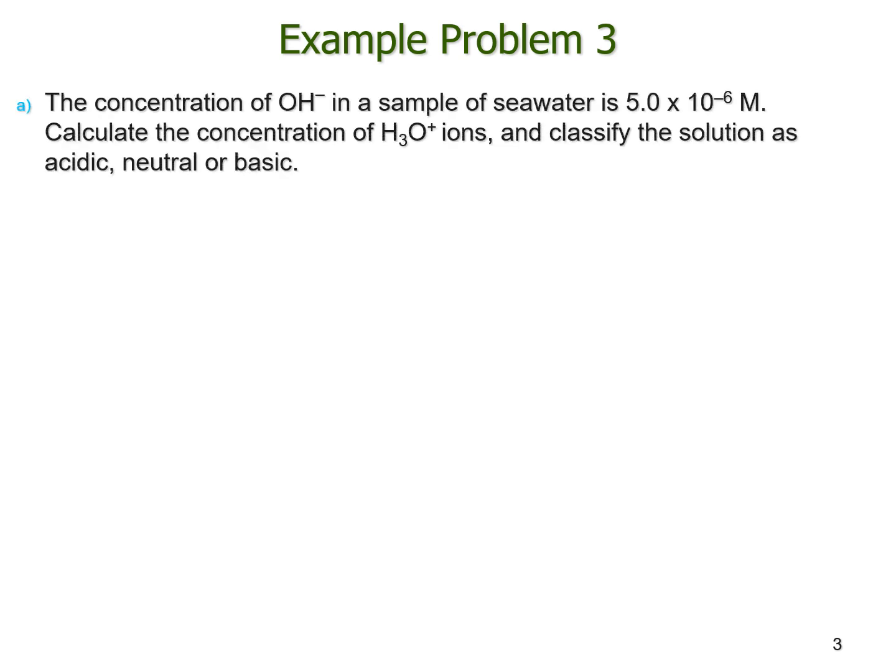Now let's look at two examples. Our first example: the concentration of hydroxide in a sample of seawater is 5.0 times 10 to the negative 6 molar. The question wants us to figure out the concentration of hydronium and also wants to know what kind of solution this one is: acidic, neutral, or basic.